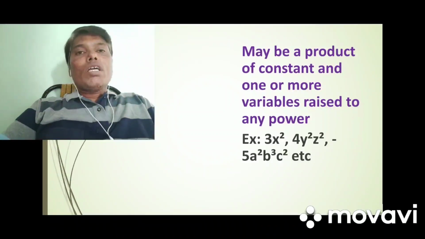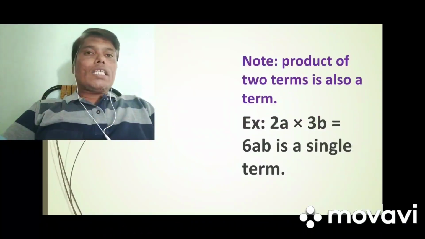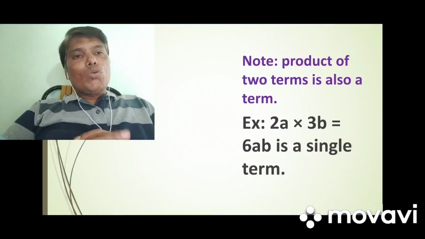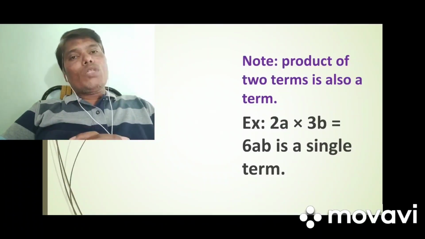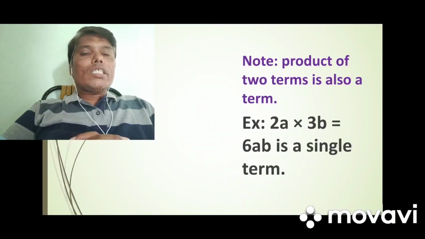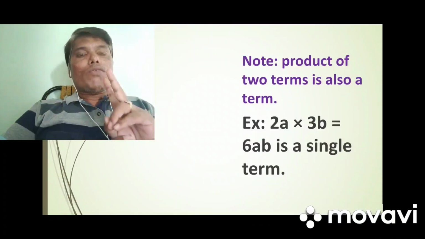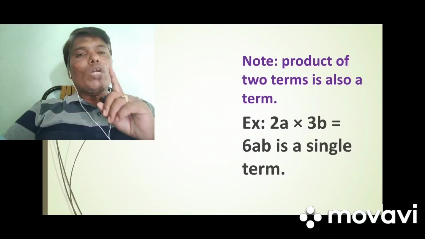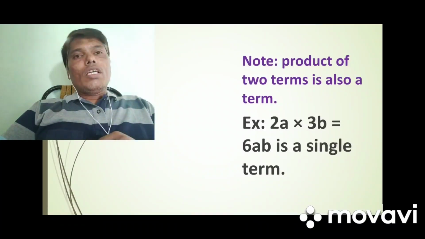What are those? The product of two terms is also treated as a single term. For example, see on the screen, 2a is a term and 3b is a term. Their product 2a into 3b is equal to 6ab. It is treated as a single term, only one term. The product of two or more terms is treated as only one term.